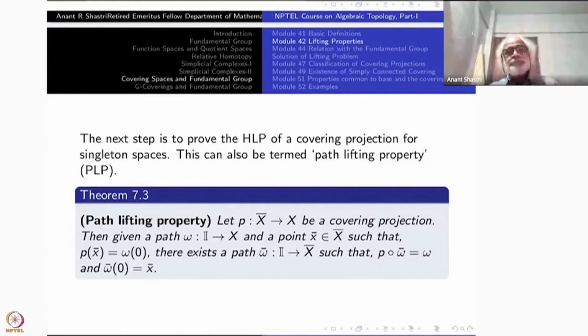Take a covering projection. Given a path from I to X, that's omega, and a point X bar in capital X bar such that P of X bar equals omega of 0. This is the starting point, like an initial value condition. Take a point above. Points can always be lifted because P is a surjective mapping. Your starting point, you lift it up in X bar. Then there exists a path, say omega bar, from I to X bar such that P composite omega bar is equal to omega, which is a lift, and the starting point of this omega bar is the point which you have chosen, X bar.